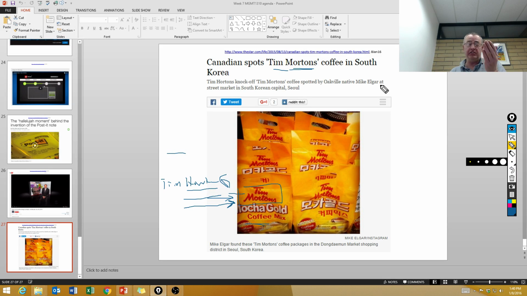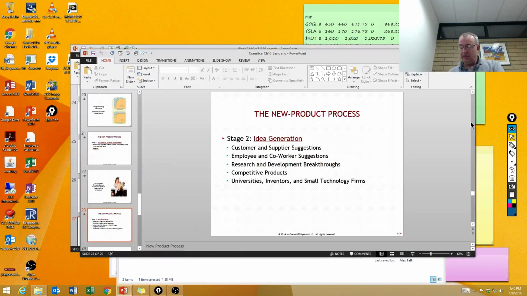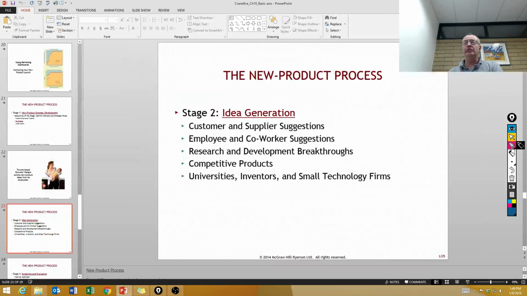Anyways, here's another way to find new ideas for your products. Just check out what the competition's doing and emulate them. Imitation is the sincerest form of flattery, so to speak. Okay, and then other sources of new product ideas. I mean, universities have researchers and inventors, small technology firms. There's all sorts of sources out there.